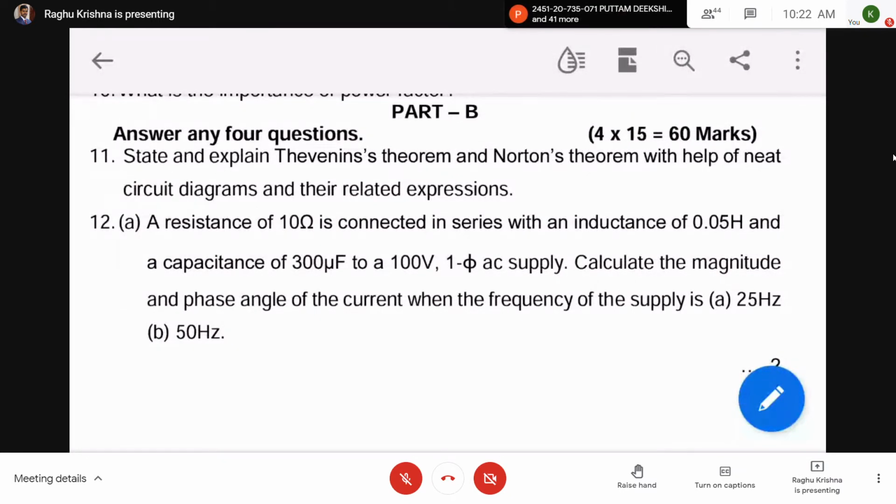Substitute f equal to 25. Get the value of XL. Next, get the value of XC. Next, get the value of Z. So if you do V by Z, you are going to get the current. So here, calculate the magnitude and phase angle of the current. This I will do and I will send you.